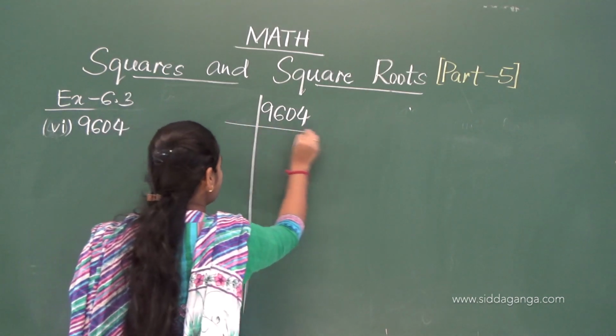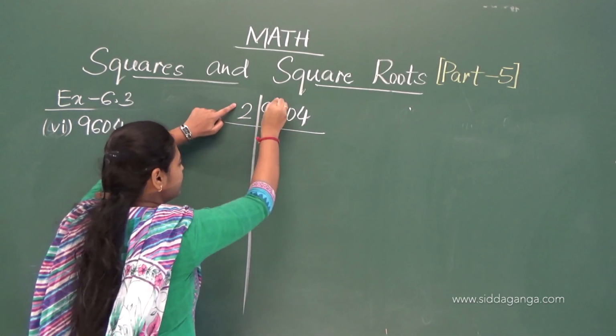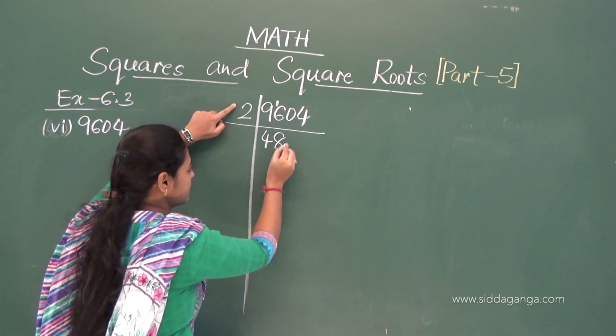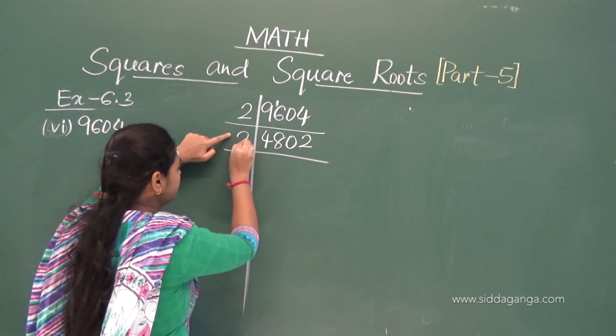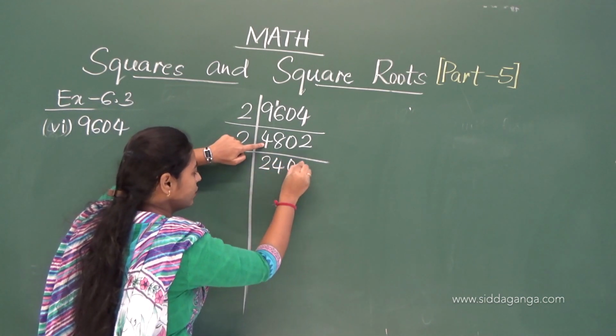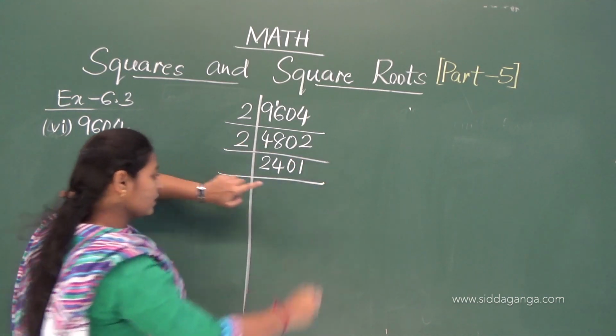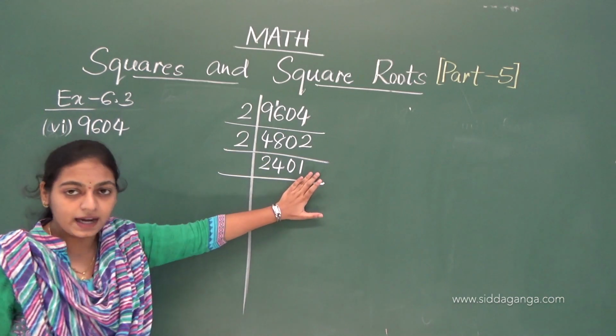4 is in the units place, so we can divide it by 2. 2 4s are 8, 1 16, 2 8s are 16, 0, 2 2s are 4. Again 2, 2 2s are 4, 2 4s are 8, 0, 2 1s are 2. 1 is in the units place, so we cannot divide this by 2.